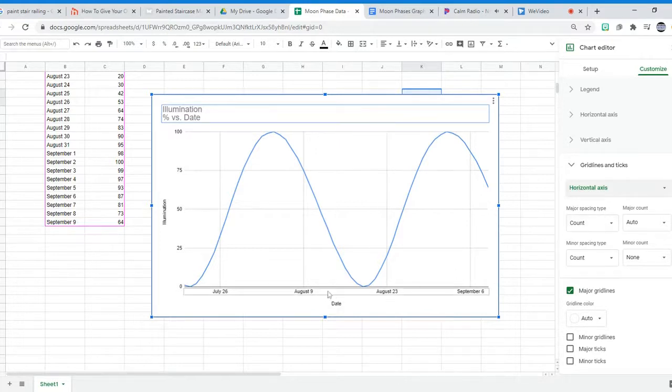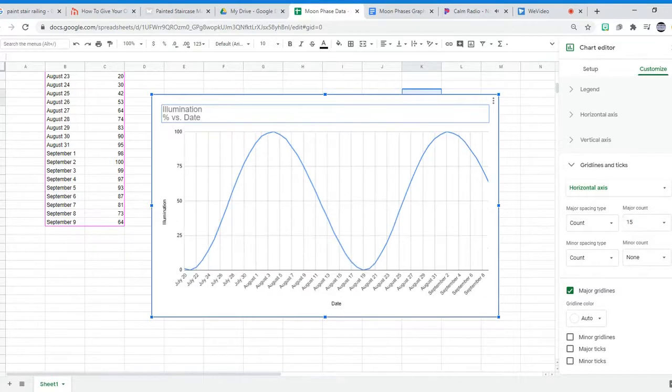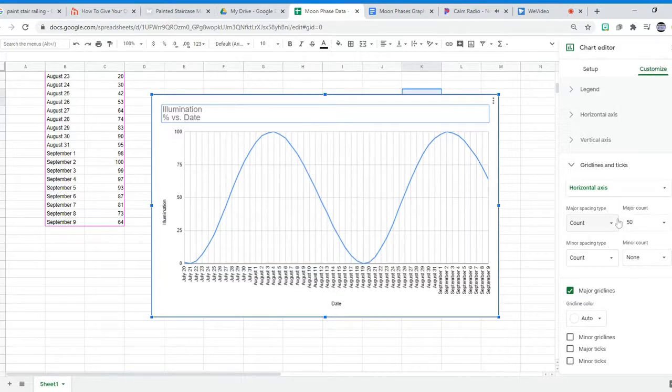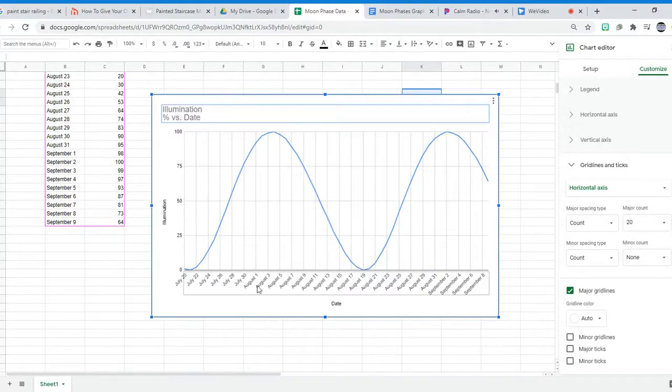I want the bottom down here to count by 2 days. I want this to count by 10. I can change it to 15, what it counts by. I can move it up to 50. That might be a little bit too much. I think most people find that somewhere around 20 to 30 gives them a nice readable graph.